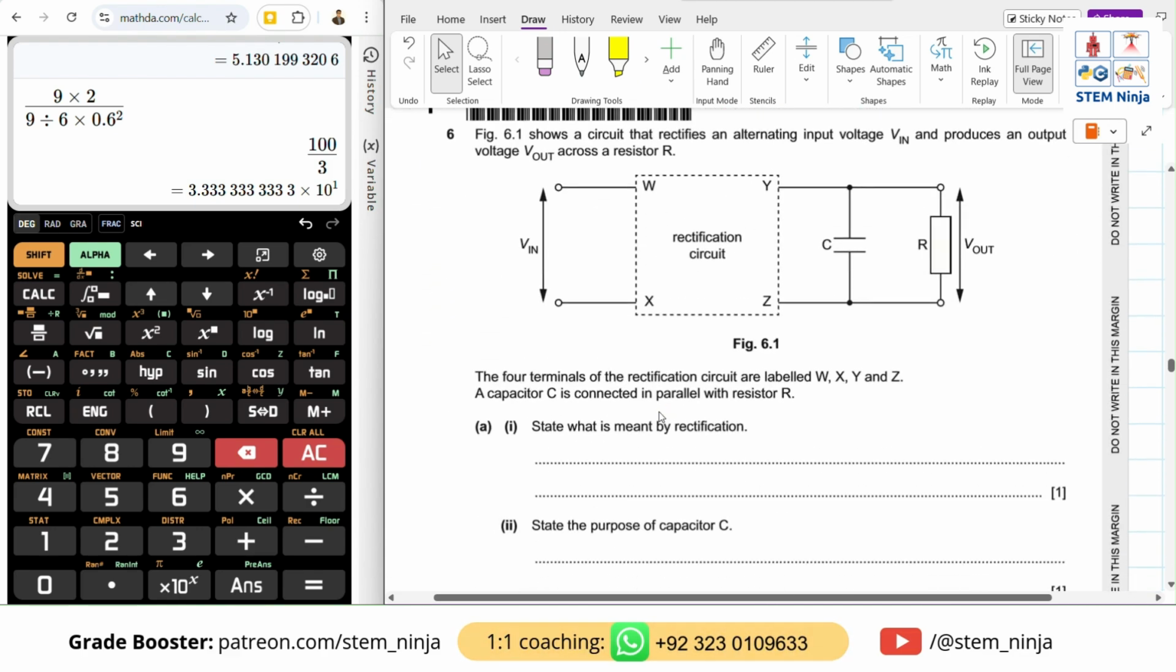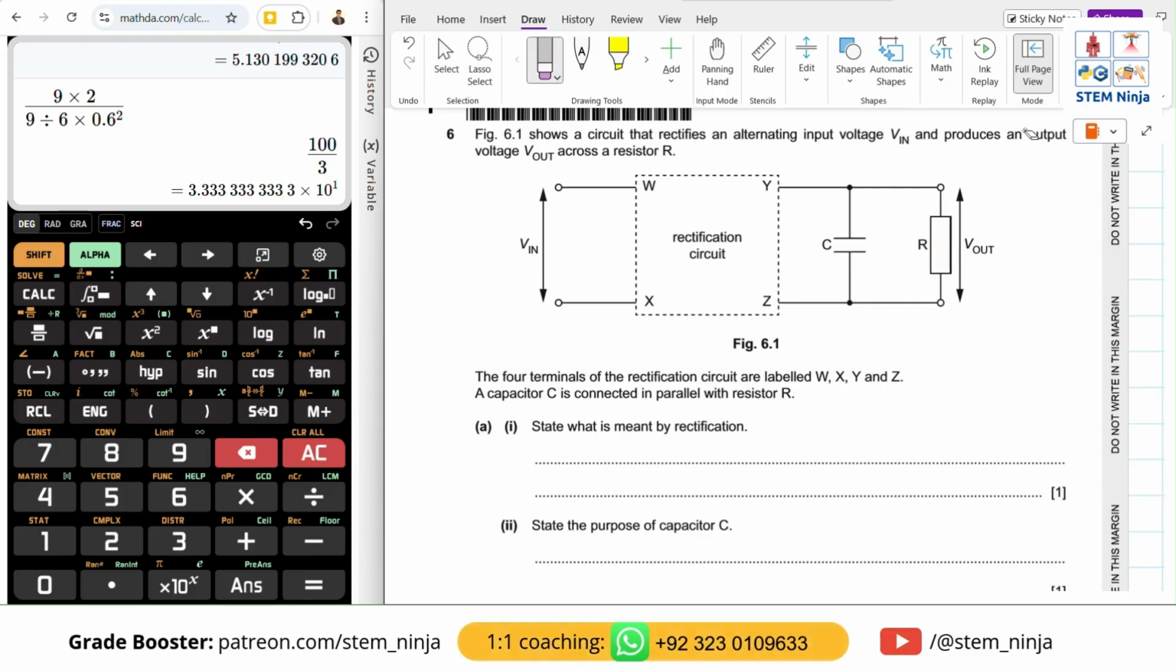Figure 6.1 shows the circuit that rectifies an alternating input voltage Vin and produces an output voltage Vout across the resistor R. So we can see the rectification circuit. The 4 terminals of the rectification circuit are labeled W, X, Y, Z. Capacitor C is connected in parallel with the resistor R. State what is meant by rectification.